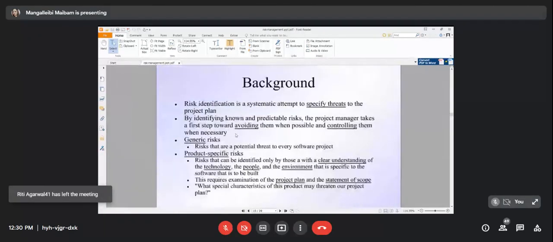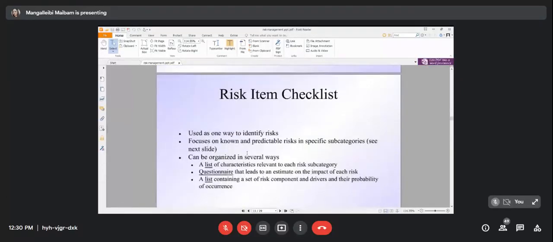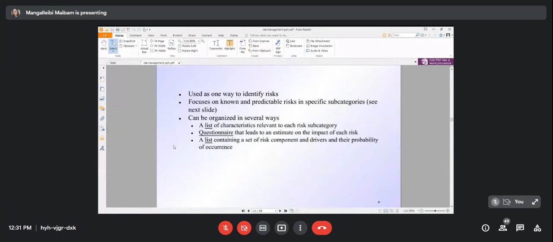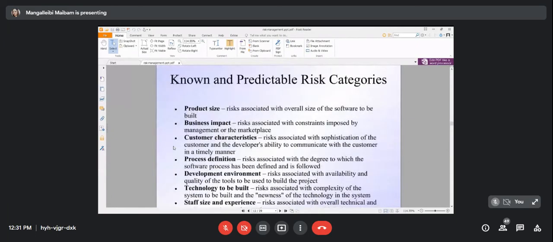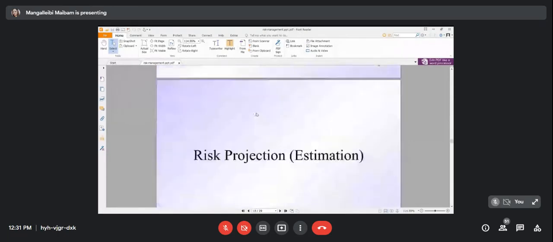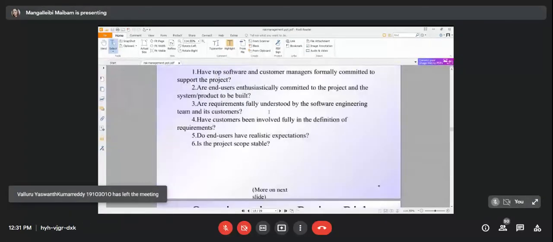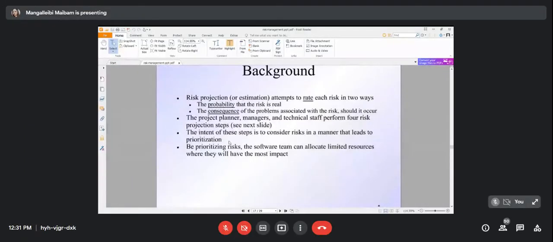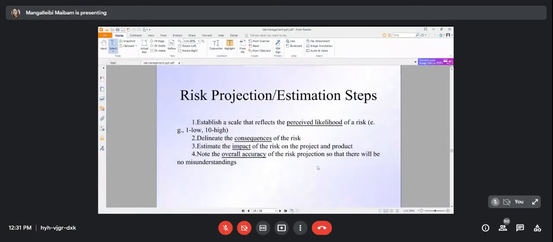Here, risk identification, checking this item checklist will be done. So this one go through categories, and again explanation given here for non and predictable risk categories. So risk identification, second one is risk estimation. So for estimation also it is given here.